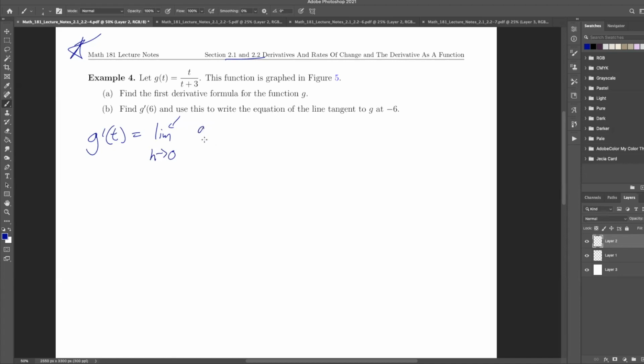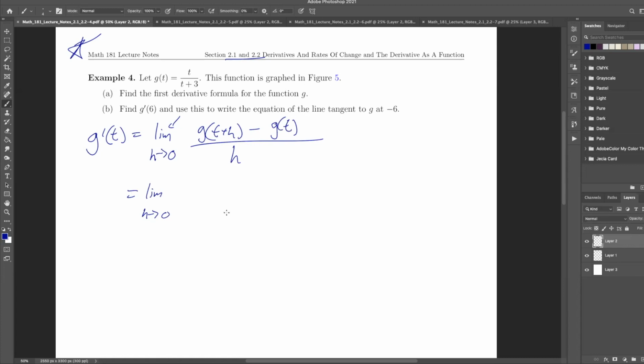Here we're going to take g of t plus h, minus g of t, and divide that all by h. Remember, this is our difference quotient, and we're going to find the limit as we make h as close to 0 as possible, because the derivative tells you the instantaneous rate of change of a function. So we just plug everything in. Here, the limit as h goes to 0.